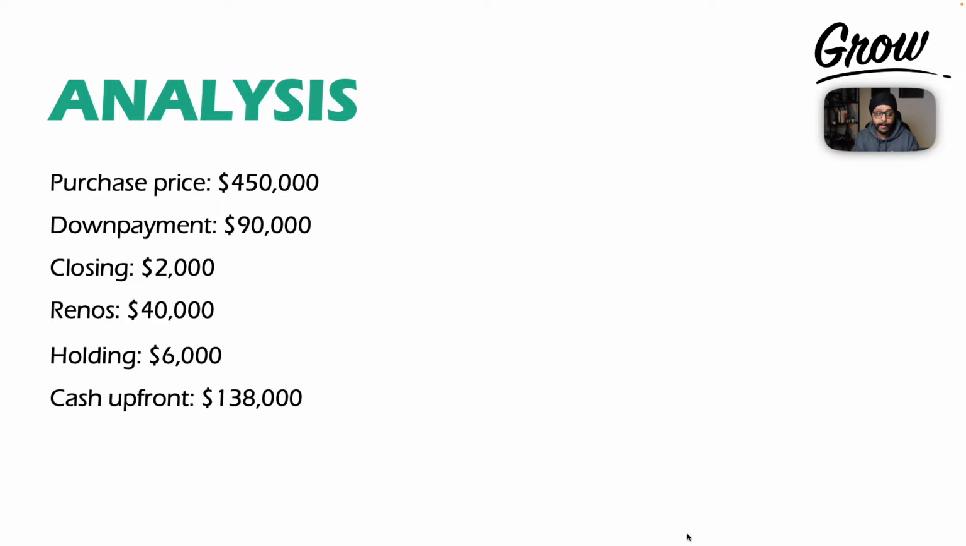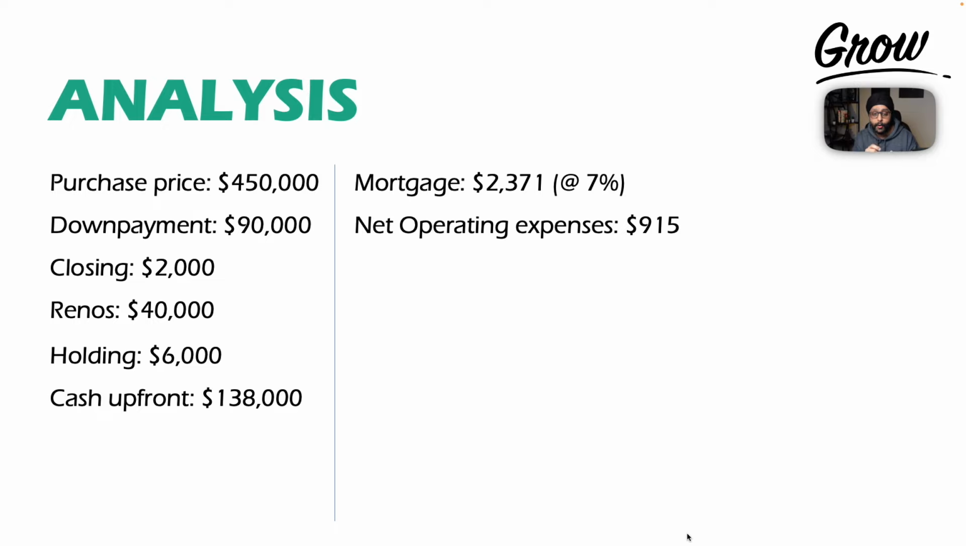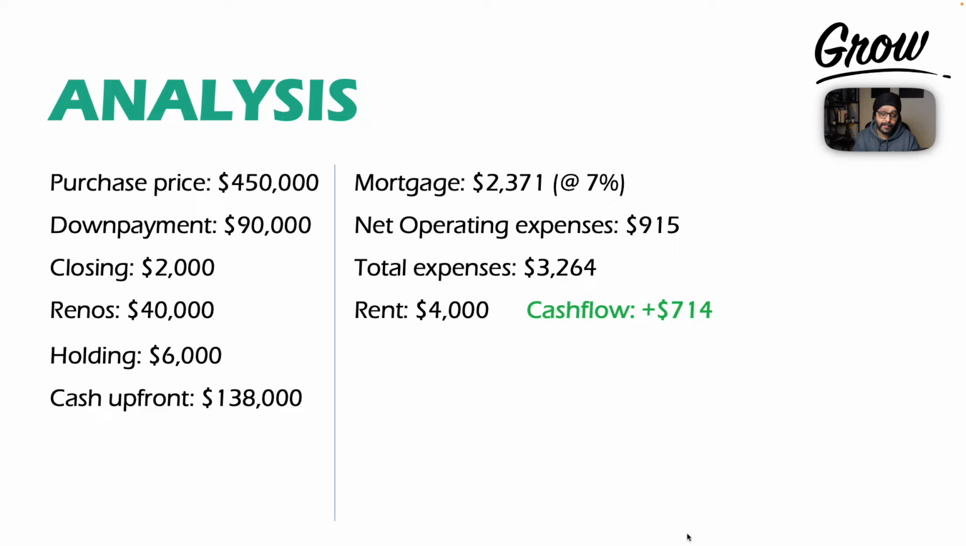And the cash upfront, including the holding cost, will be about $138,000. So not $100,000 exactly, slightly higher than that, but let's assume these are the numbers. The mortgage on this at 7% interest rate, I've taken a pretty high interest rate, is 2,371. Net operating expenses, which includes your property taxes, your maintenance, your property manager, everything is about $915, and total expenses come to about $3,264. The rent, as I discussed, is about $4,000 if you rent out both the units, and you make a cash flow of $714.